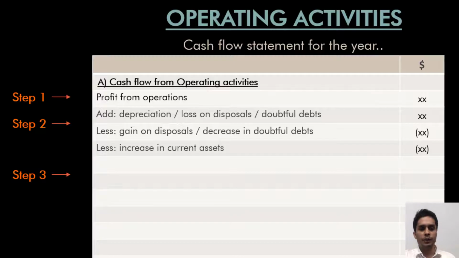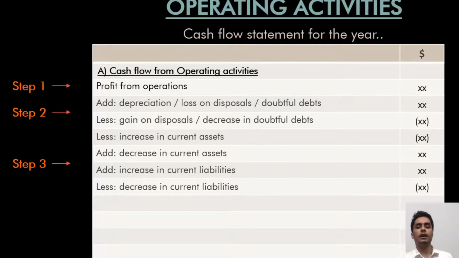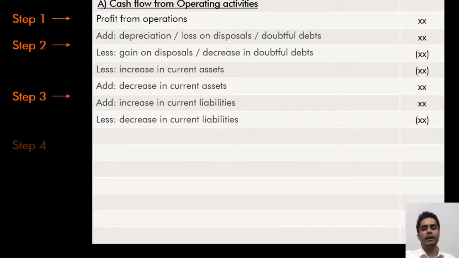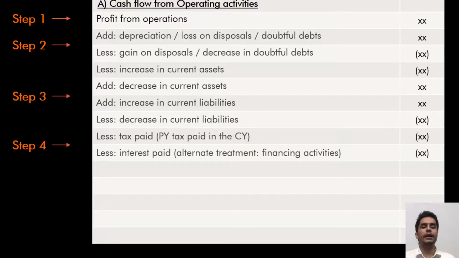So step number 3 would be: deduct any increase in current assets, add any decrease in current assets, add any increase in current liabilities, and deduct any decrease in current liabilities. And finally, we arrive at our step number 4, where we deduct our taxes paid and interest paid during the year. Now, why are taxes paid deducted here?